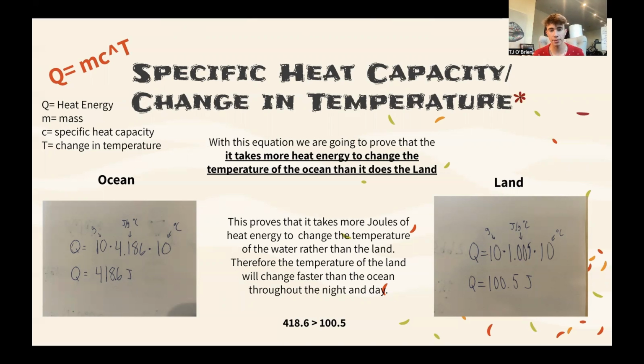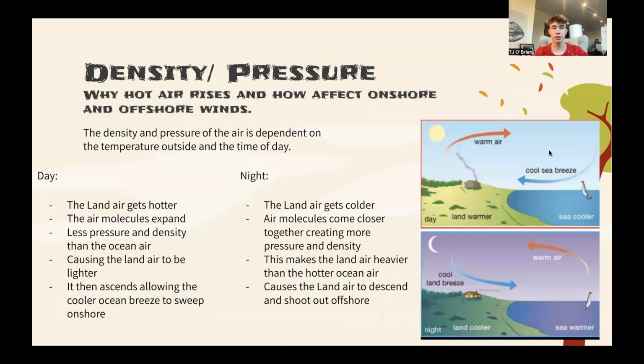So the temperature of the land will change faster than the ocean will throughout the day and night. So you just need to keep this in mind because it helps explain the density and pressure, and why hot air rises and how it affects onshore and offshore winds. So the density and pressure of the air is dependent on the temperature outside and the time of day.